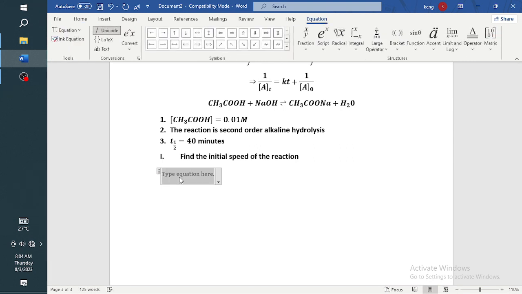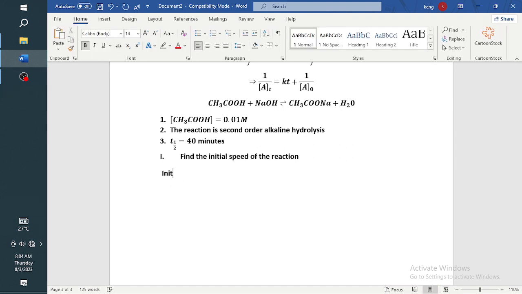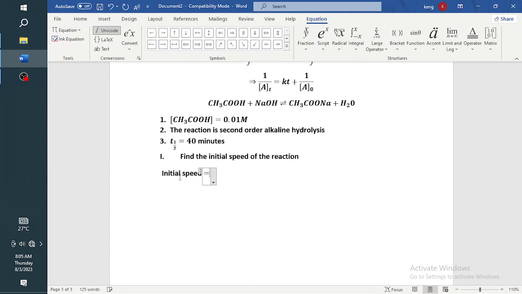So our initial speed is equal to the reaction rate initially, which is just K times the concentration of our reactants raised to its partial order. In this case, the partial order is the total order, which is 2, because we are told that it is a second order alkaline hydrolysis. So this is going to give us K times the initial concentration, 0.01, all squared.